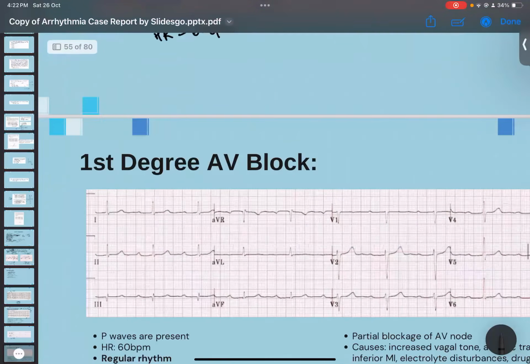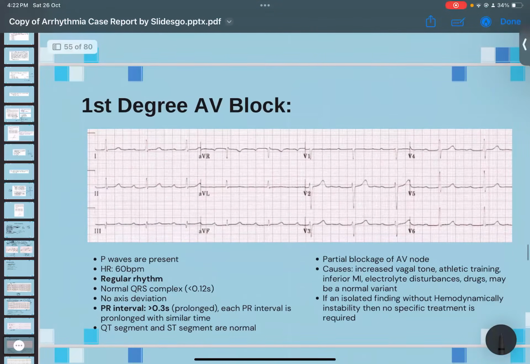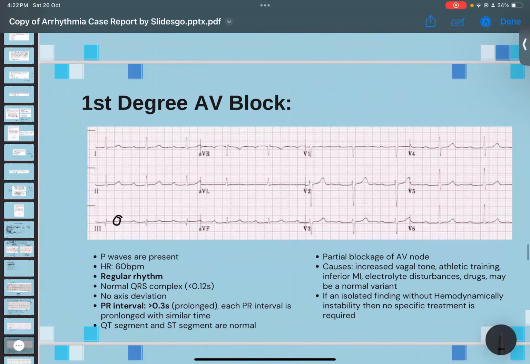All right, so this is seen in case of 1st degree AV block, where the P waves are present, not this one, sorry. These are P waves. The heart rate's about 60 beats per minute, RR intervals are normal, so it's a regular rhythm. QRS complexes are also normal, less than 3 small boxes. There is no axis deviation. PR interval is pretty long though, it's over 0.3 seconds long.